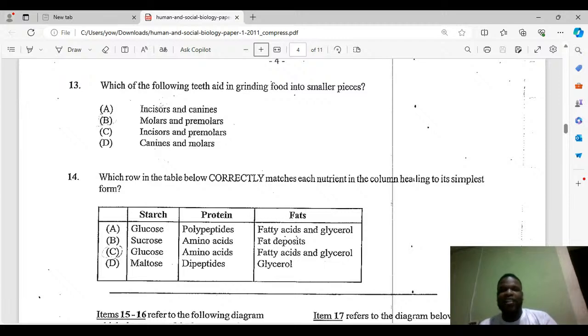So JJ, you're correct. Therefore, pepsin breaks protein into amino acids. So that means now we are looking at definitely C. But fat, what is fat's simplest form?